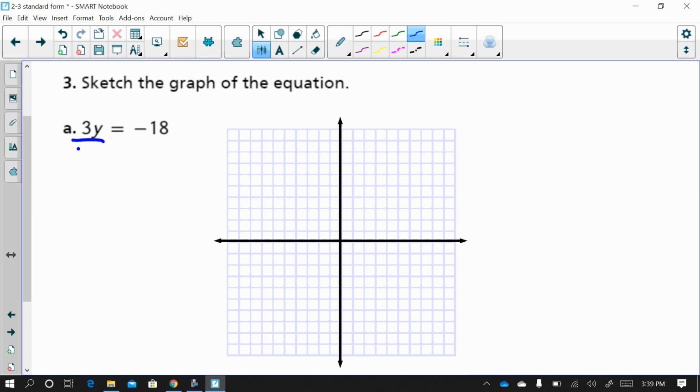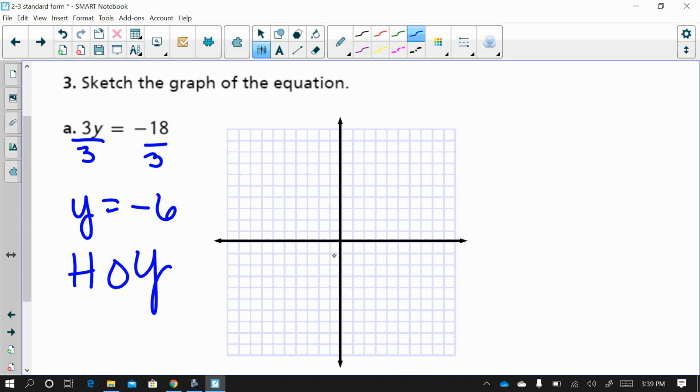So divide both sides because we want to solve for the variable. y equals negative 6. y, that's Hoy. So horizontal, let's go down 1, 2, 3, 4, 5, 6. And just do a horizontal line.